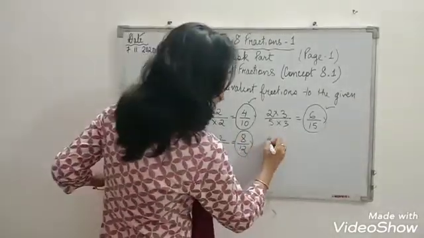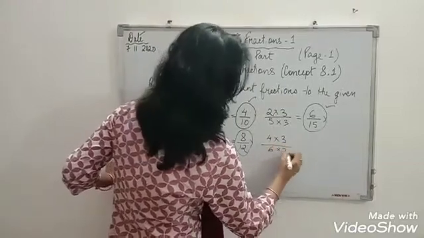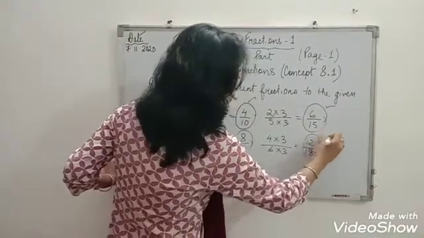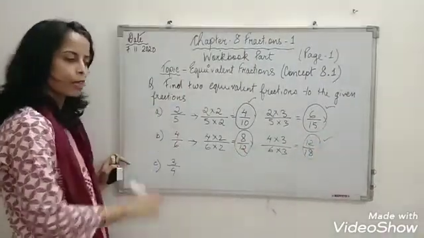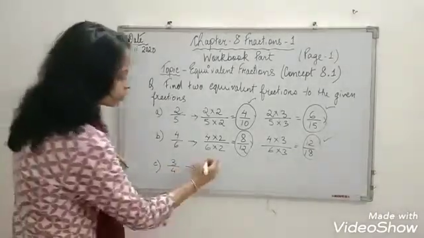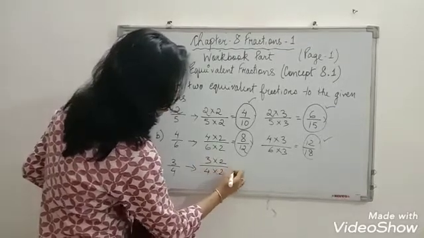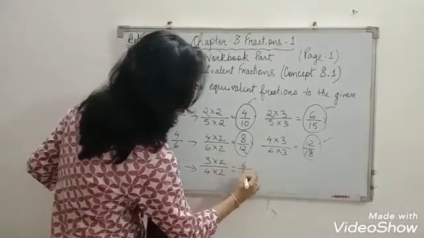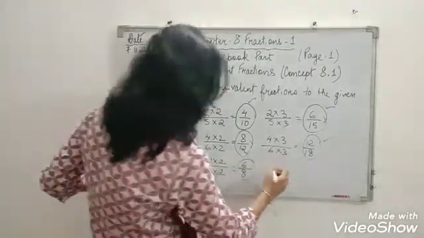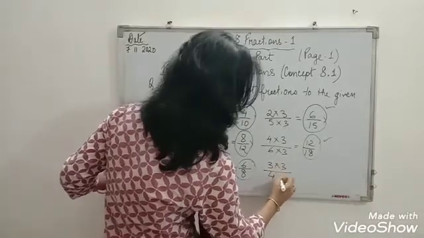Again, 4 into 3, 6 into 3. 12/18, another equivalent fraction of 4/6. Now 3/4. 3 into 2, 4 into 2 comes 6/8, one of the equivalent fractions of 3/4. Next, 3 into 3, 4 into 3.